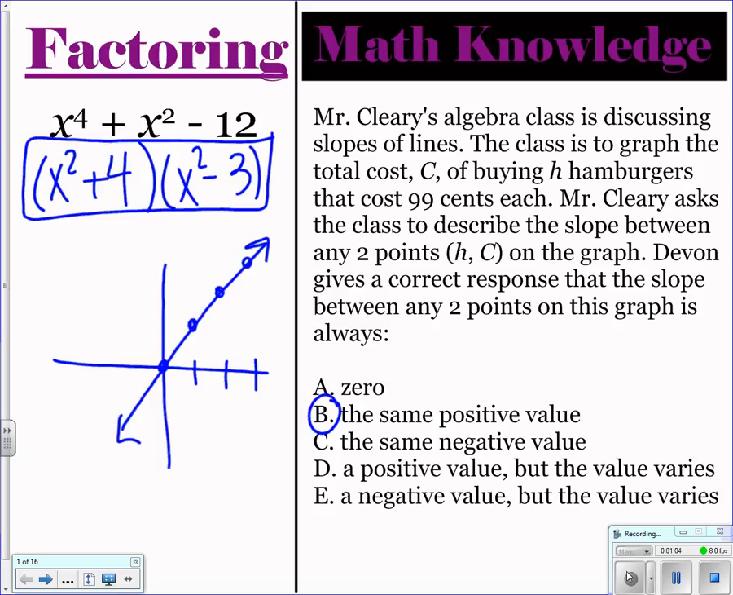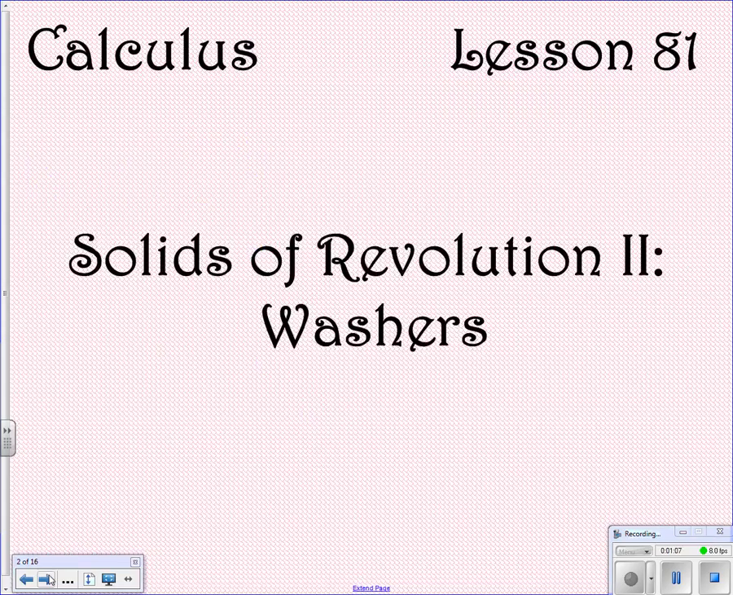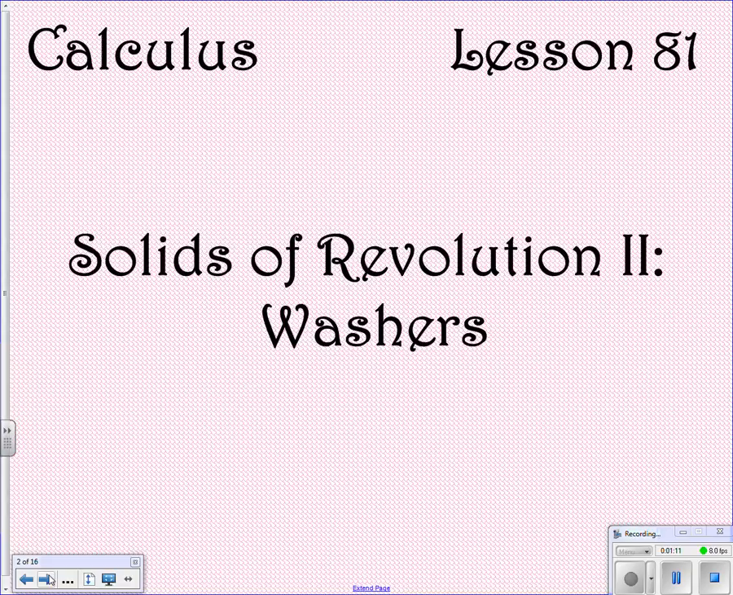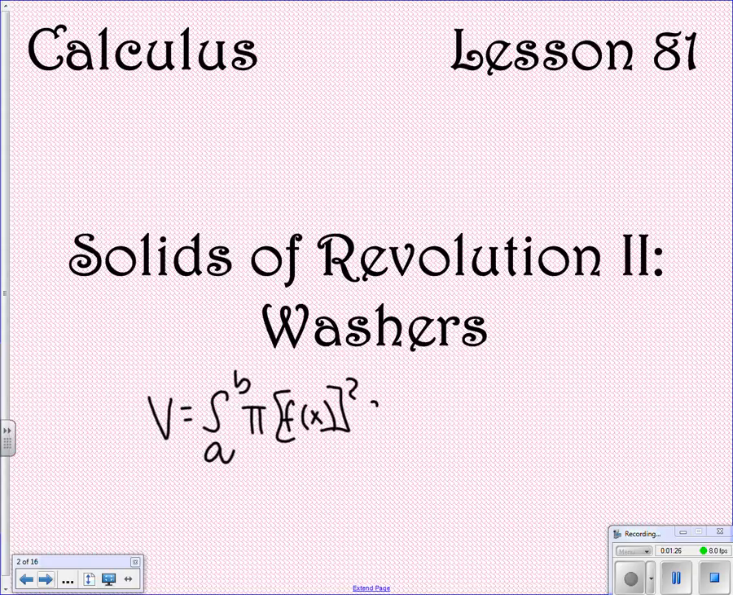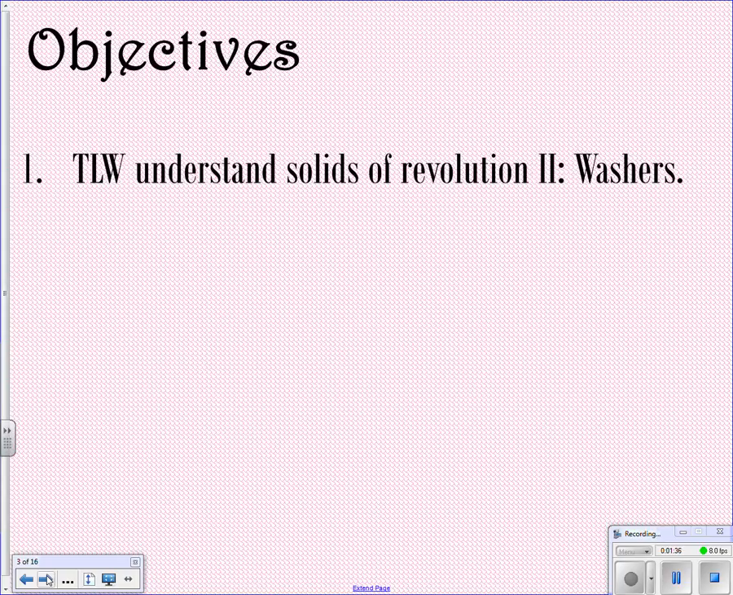All right, so we are looking at lesson 81. We're dealing with solids of revolution, part 2, looking at washers. Now, back in lesson 71, we looked at solids of revolution, part 1, dealing with disks, and we had the formula integrate from a to b of pi f of x squared dx. And so we're going to look at a very similar formula, but now we're going to be having washers instead of disks. So hopefully you'll understand solids of revolution part 2 today.